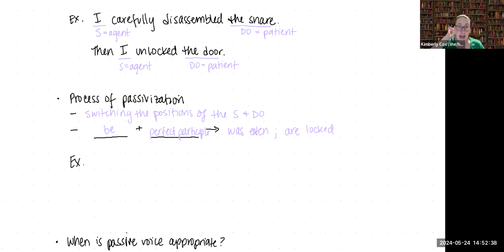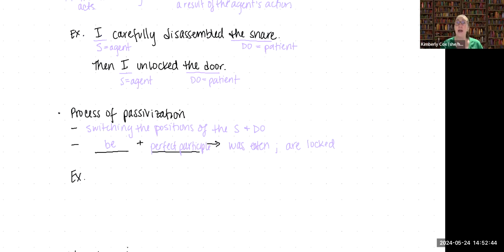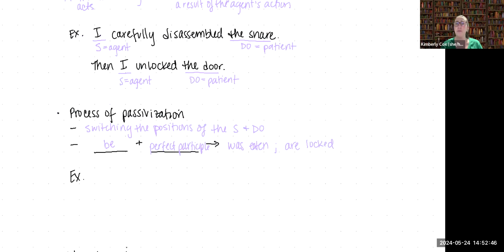So then let's apply these to the sentences that we looked at before, and try to make them passive. So, "I carefully disassembled the snare." The first thing that we're doing if we're making it passive is we're switching the positions of the subject and direct object. So then instead, we know this sentence is going to begin with the snare instead of end with it, right? Carefully disassembled. Carefully is an adverb, disassembled is the verb.